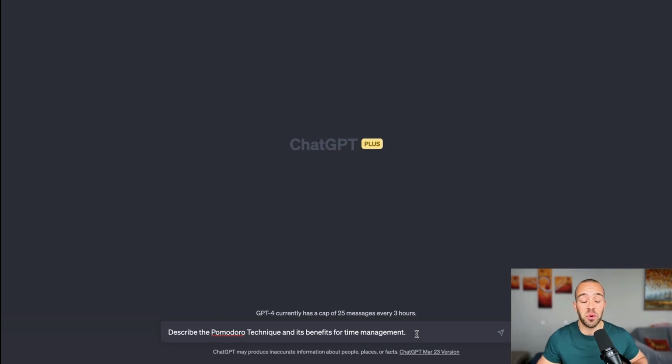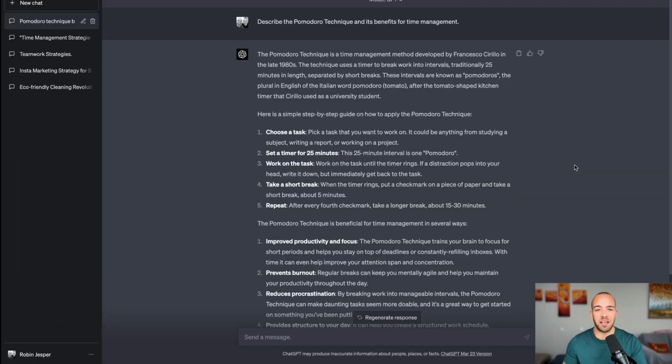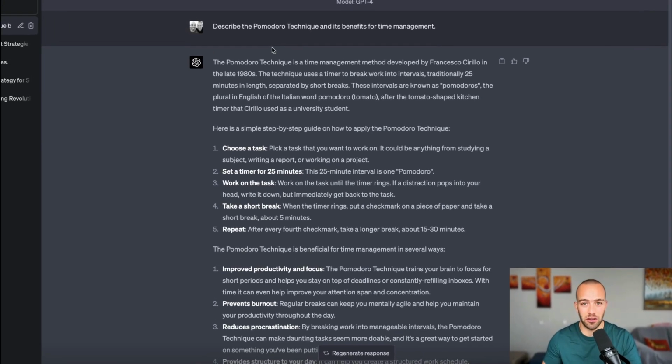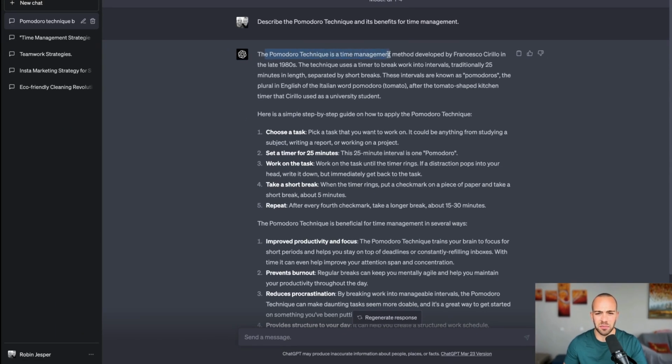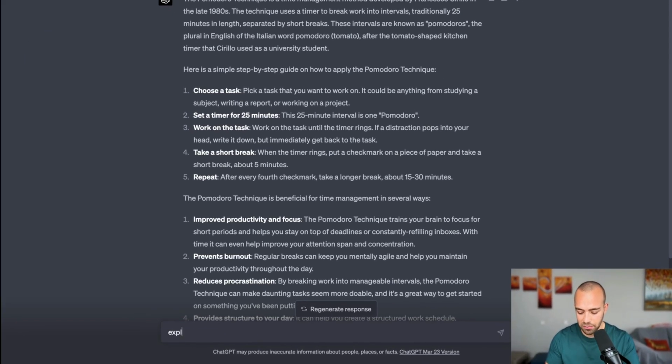Let's have a look at the answer without using this prompt technique. Skimming through this, the Pomodoro technique is a time management method developed by, and then it's really simple language already. Choose a task, set a timer, work on the task. It's really breaking down really well here from ChatGPT. But let's have a look at this version compared to explain it to a fourth grader, and let's see if it does a better job explaining this concept.